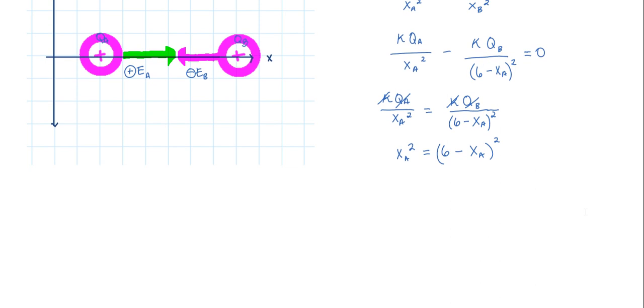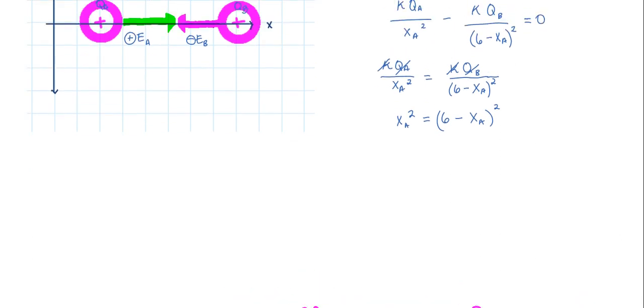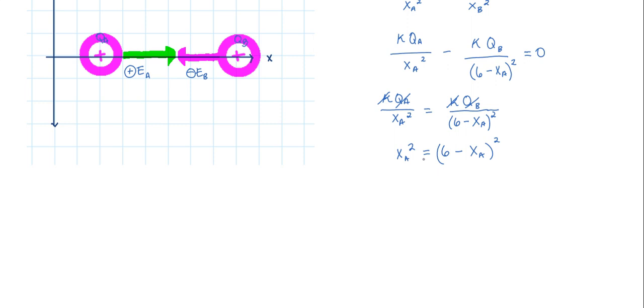Alright, let's make a little bit more room here. At this point, what I can do is expand this on the side here, and that's going to give me, let's see, 36 minus 12 XA plus XA squared, just like that. Okay, at this point, what I'm going to do is combine some like terms. So I'm going to do minus XA squared on both sides.